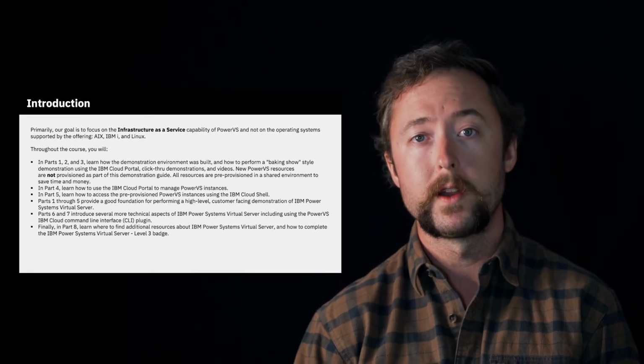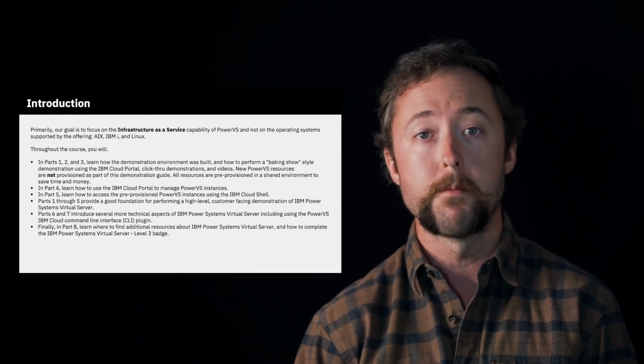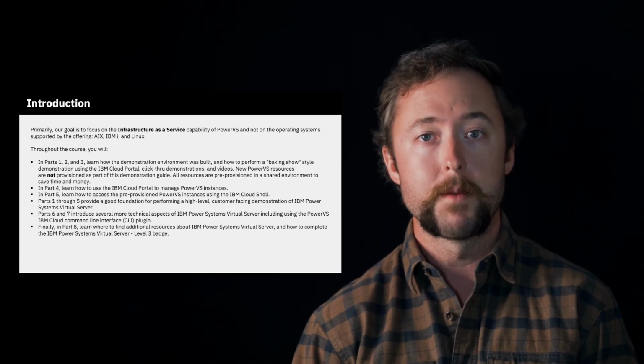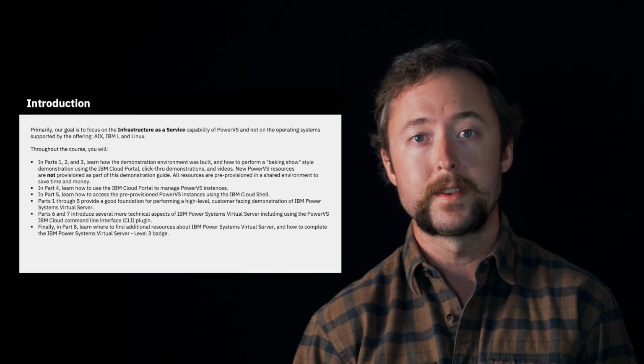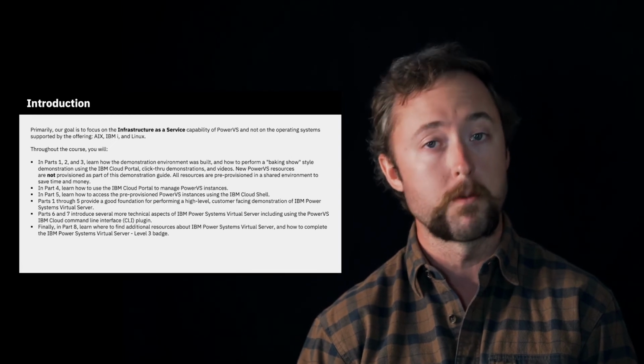In Part 4, you'll learn how to use IBM Cloud Portal to manage your Power VS instances. In Part 5, you'll learn how to access the pre-provisioned Power VS instances using the IBM Cloud Shell programmatically. In Parts 6 and 7, we introduce more technical aspects of the IBM Power VS environment, including how to use the CLI, or the command line interface, via the IBM Cloud Shell.